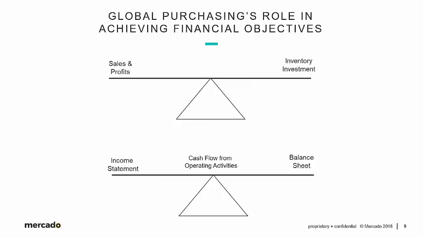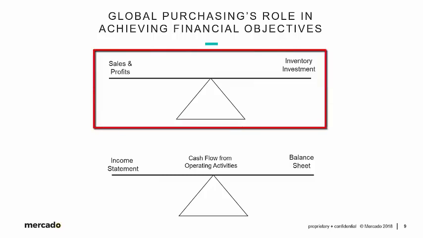We don't want our porridge to be too hot. We don't want our porridge to be just too cold. We want it just right. That is very difficult to do. With that said, this first seesaw is the essence of supply chain management from a financial perspective.